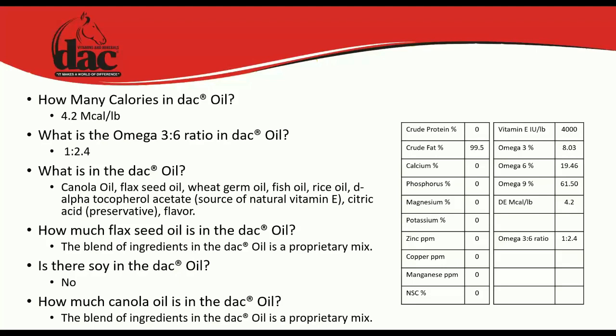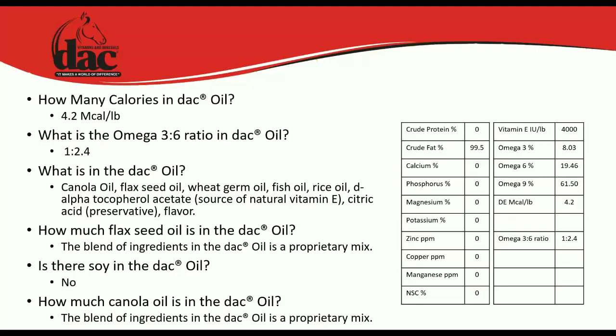How many calories are in the DAC oil? It's 4.2 megacals per pound. To put that in perspective, that's 4 times the amount of calories that are in oats or barley, and about 3.5 times the amount of calories that are in corn, for example. So it's very, very calorie dense.